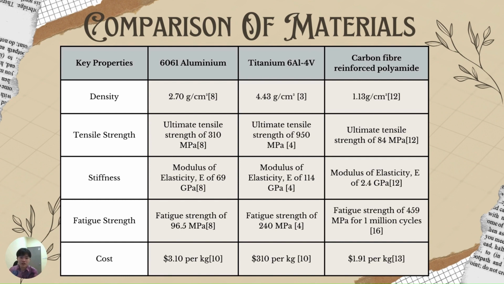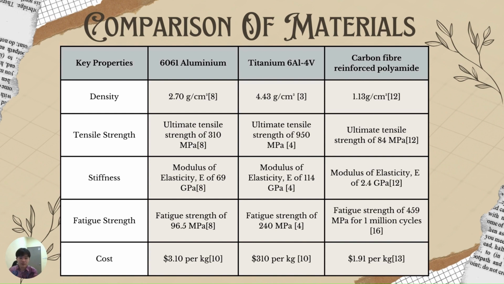And the next one is the tensile strength. The ultimate tensile strength of it is 310 megapascal, which means that it can sustain quite a huge amount of stress before failure. The next one is the stiffness. The stiffness also can be determined by the modulus of elasticity E, and in this case, it has an E of 69 gigapascal, which means that it is quite stiff.